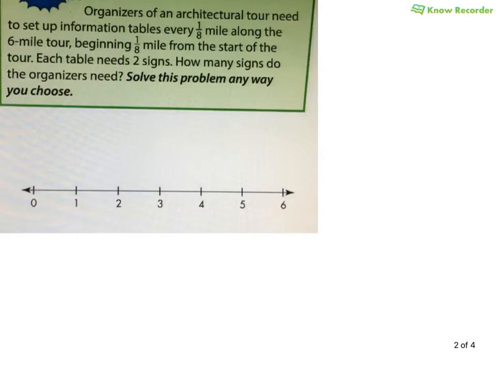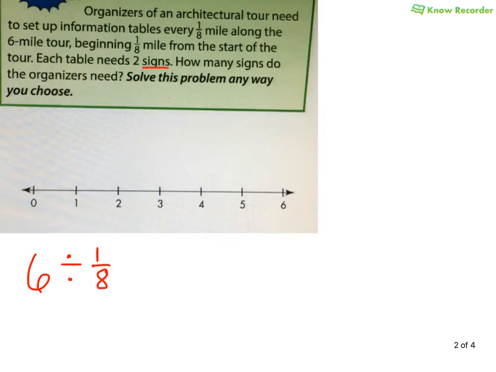One way it will. Organizers of an architectural tour need to set up information tables every 1/8 of a mile along a 6-mile tour. So, right off the bat, I know what I have. I have a 6-mile tour. It's better than a 3-hour tour. You get stuck and marooned on islands. I'm dividing those into eighths because in each mile, my unit rate is 1/8. I'm going to put a sign every 1/8 of a mile, okay? But I have to keep reading because there's more.